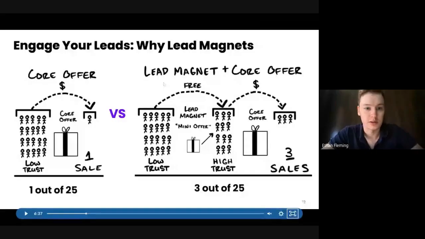And if you want more information on this, the place that I got this is from acquisition.com. And he's got a free course on marketing. So this lead magnet thing was from acquisition.com.